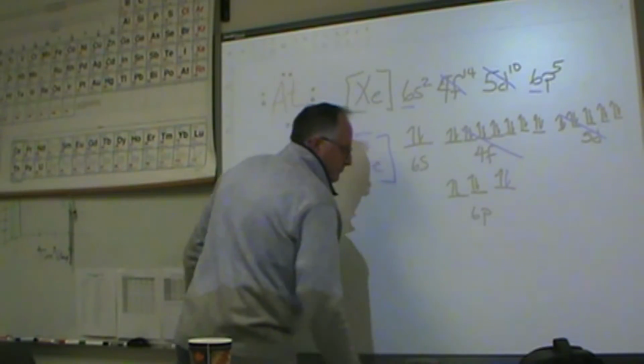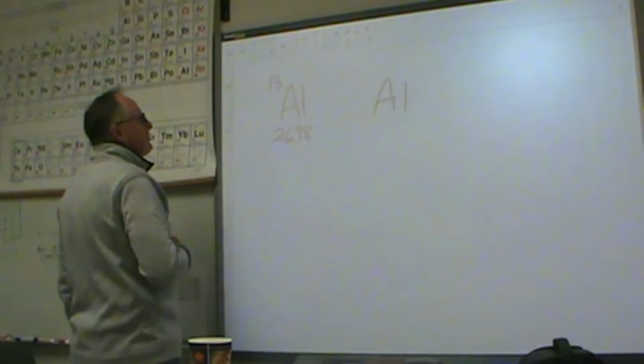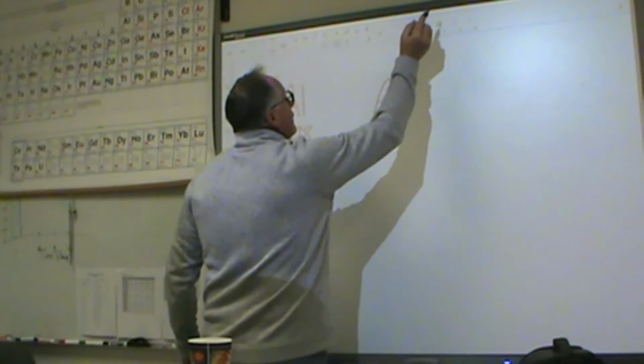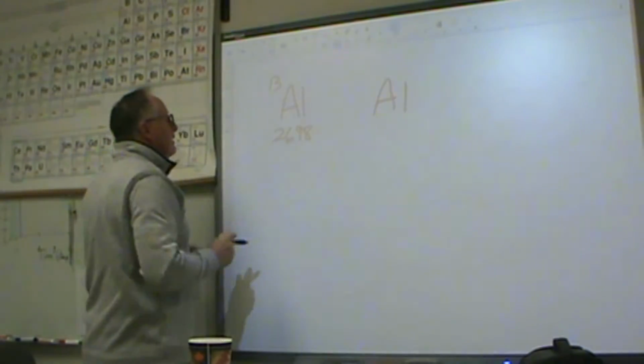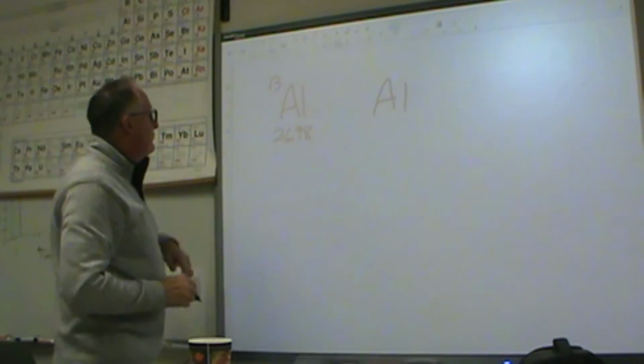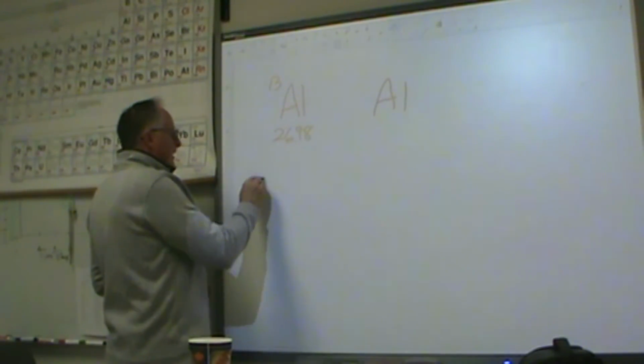A little bit simpler, a little easier with aluminum, which is atomic number 13, mass number of 26.98.